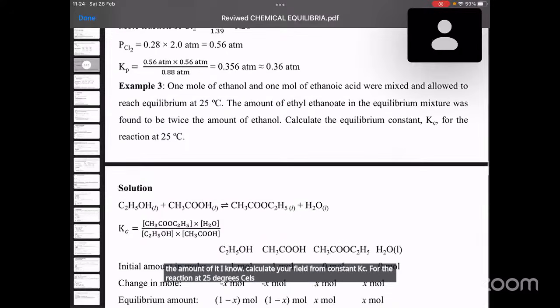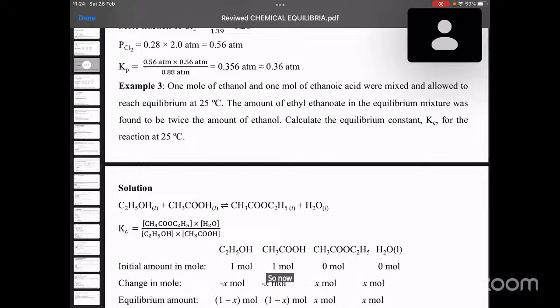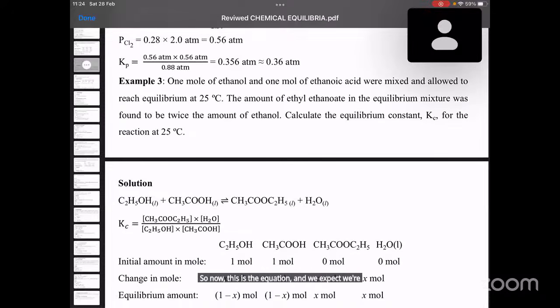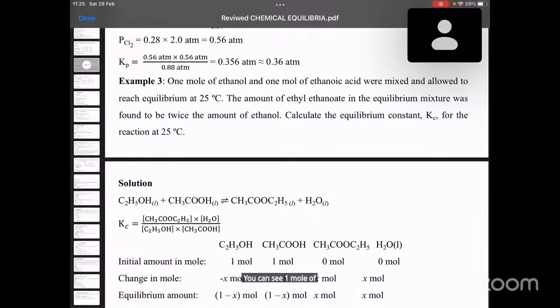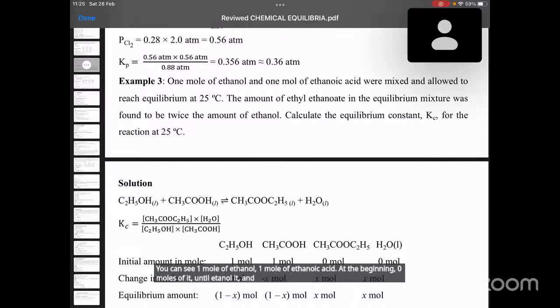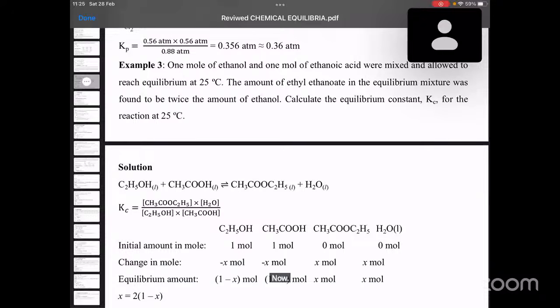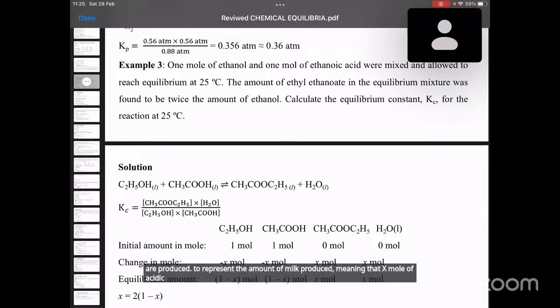In this case, now we're using concentration, no longer pressure. So now this is the equation, and we're trying to lay out that information. You can see 1 mole of ethanol, 1 mole of ethanoic acid. At the beginning, 0 mole of ethyl ethanoate and 0 mole of water. Now, how do they change? So let us use X to represent the amount of mole produced, meaning that X mole of ethyl ethanoate is produced, and it's 1:1.